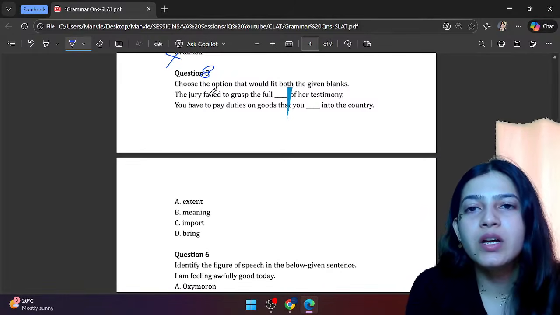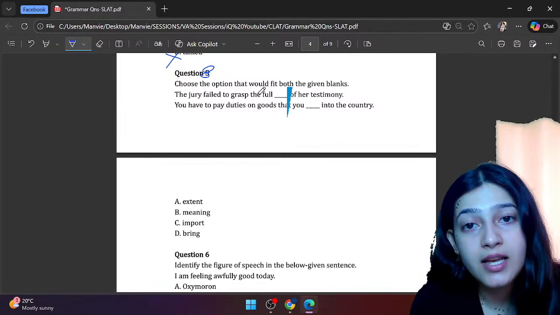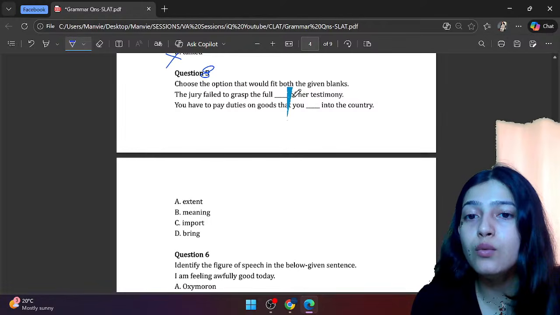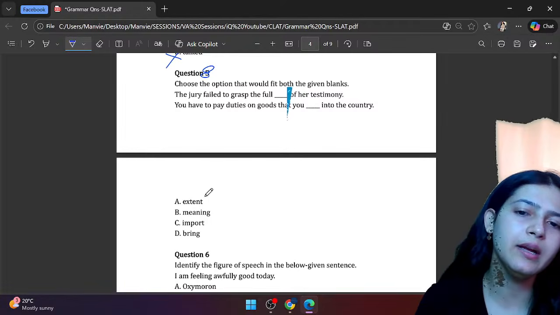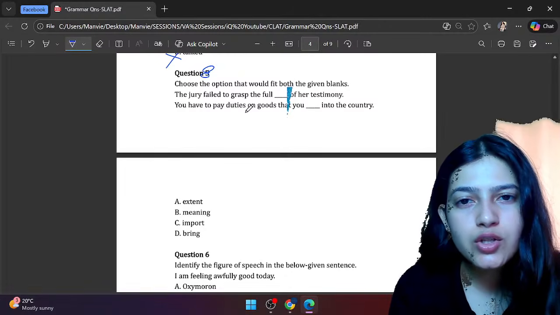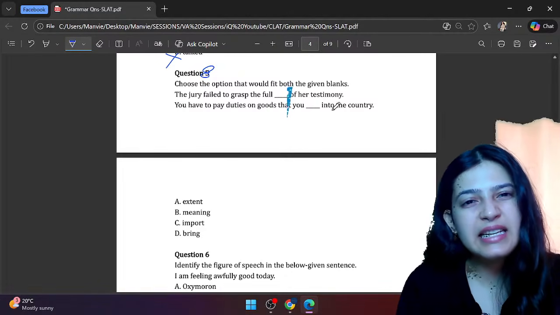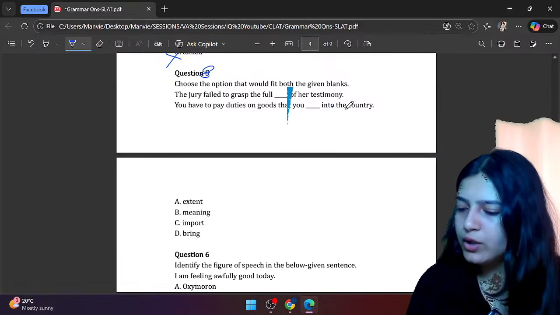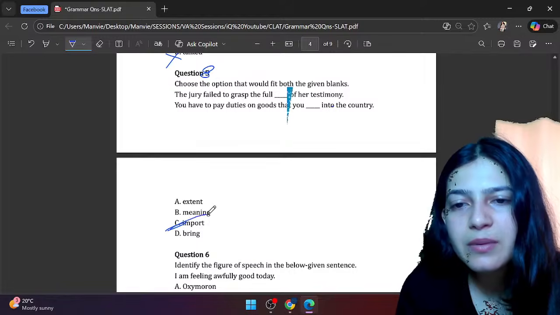Okay, so the jury failed to grasp the full dash of her testimony. Full what? Extent? Okay, might be possible. You have to pay duties on goods that you extend into the country. Extent into the country? No, we import into the country, right? So C will be the correct answer.